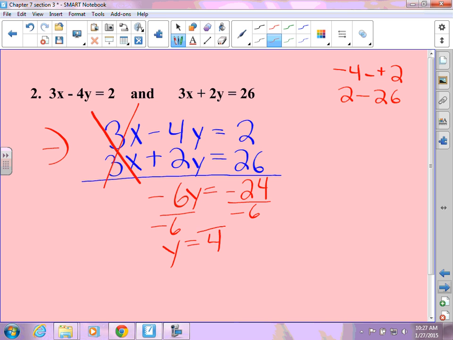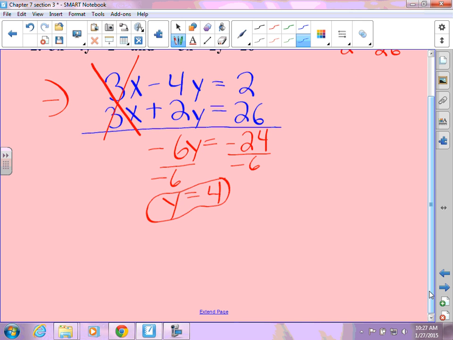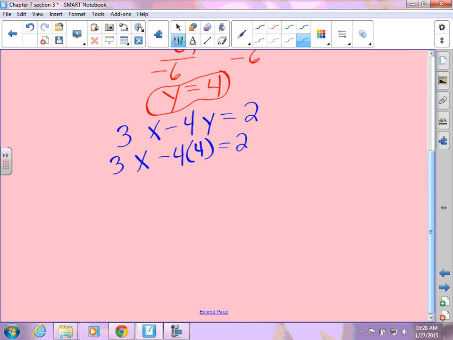3x minus 4 times 4 equals 2. 3x minus 16 equals 2. Add my 16. 3x gives me 18. Divide by 3. X equals 6. And again, do not forget to bring it together as your ordered pair.